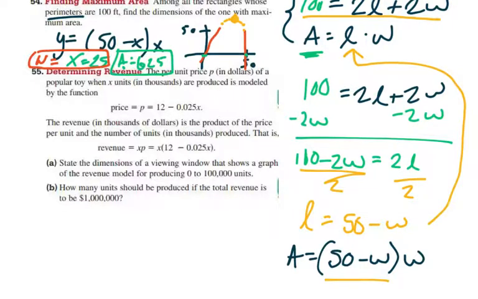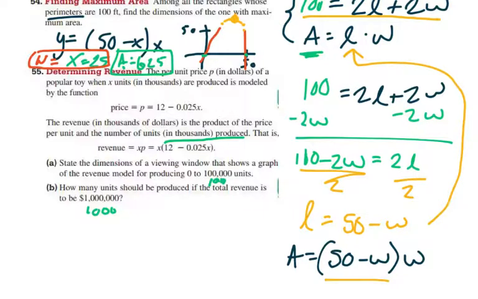Alright. The next one is a little bit more tricky, only because of this piece right here in thousands. So whenever they're talking about 100,000 units, for instance, they're actually just talking about 100. Or when they're talking about 1,000,000, it's just 1,000. You always just kind of take off 3 zeros there.